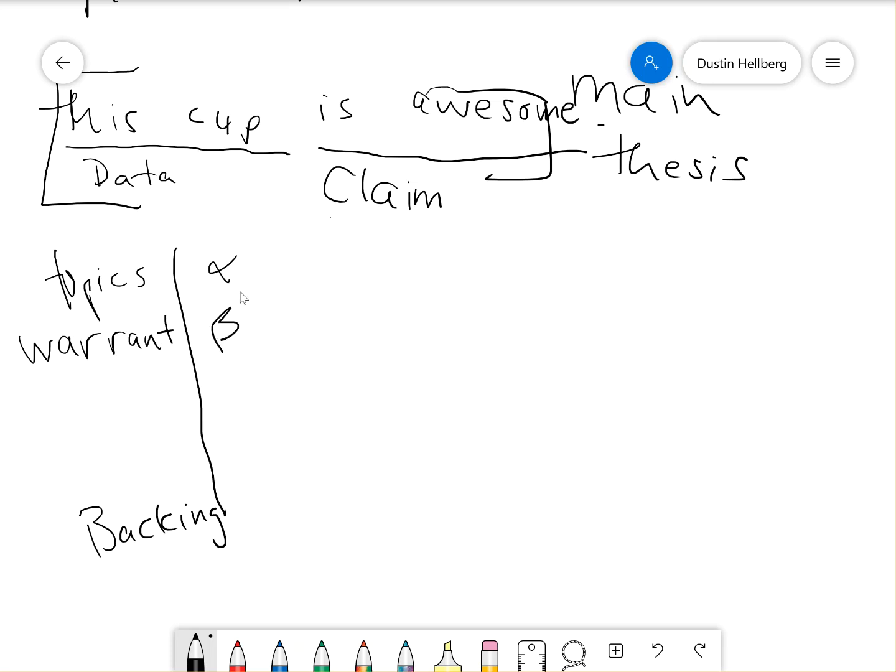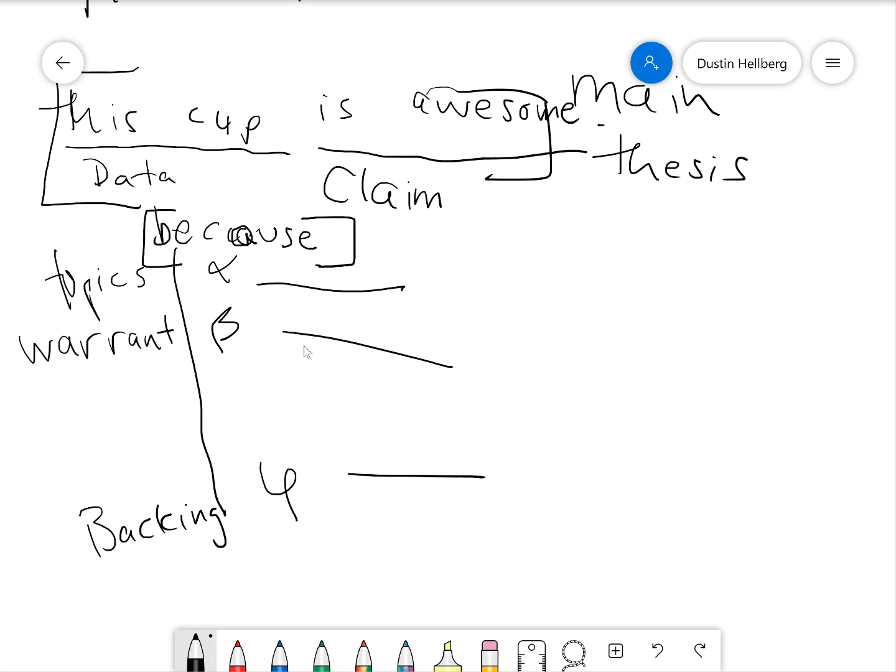So I'm just going to use the Greek letters alpha, beta, and gamma. In this sense, the topics are what support the data and the claim. That's why I try to draw them. I'll draw them out again so it'll be a little bit more clear. This cup is awesome, and usually a thesis statement has an overt or covert "because" in it. This cup is awesome because alpha, beta, gamma. Those are the reasons why you think that this cup is awesome.